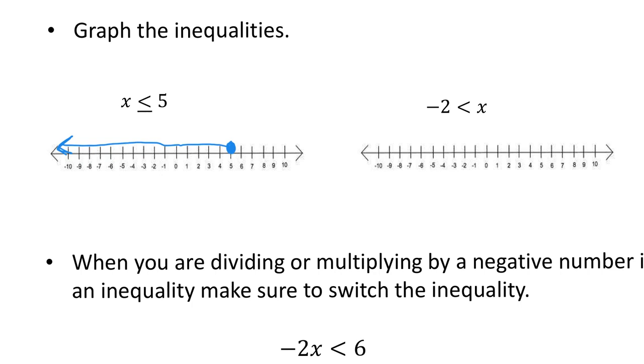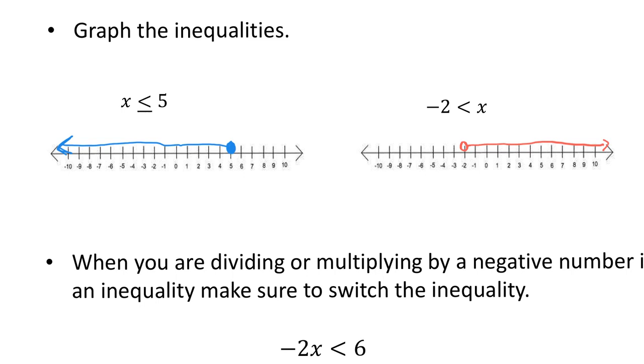If you have a greater than or a less than with no equal part, no line on the bottom, that means you have an open circle. So for this inequality, -2 is less than x, I'm going to have an open circle at -2. And notice the inequality is pointing to the number. So when the inequality is pointing to the number, you will have the arrow going to the right.